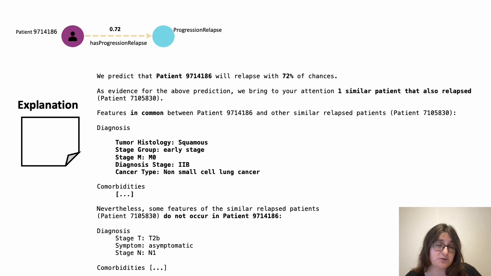This patient will relapse with 72% chance, and as evidence for that, we bring to your attention one similar patient that also relapsed. We also list the features that are in common between these two patients, for example, diagnosis, tumor histology, stage group, M stage, diagnosis stage, cancer type, and also some differences between the patients.